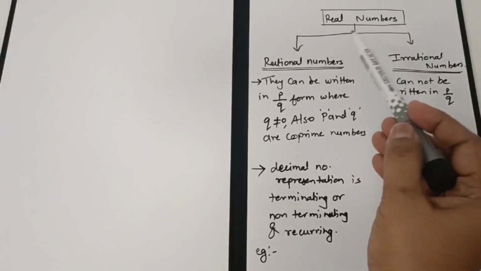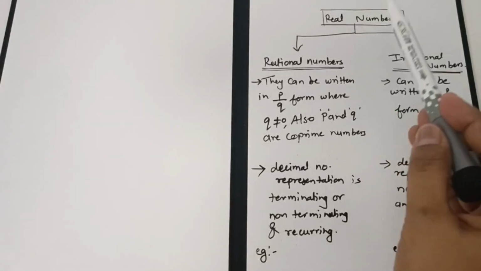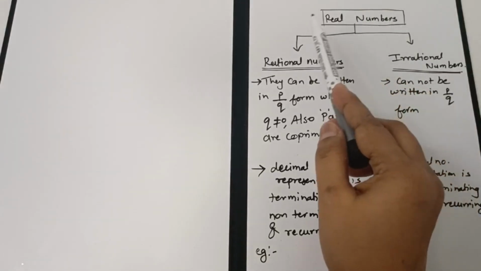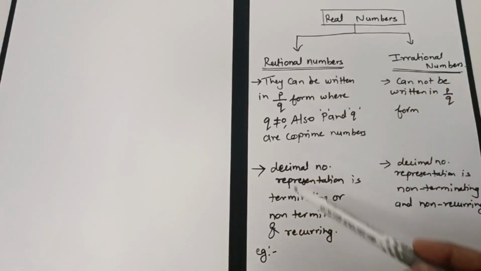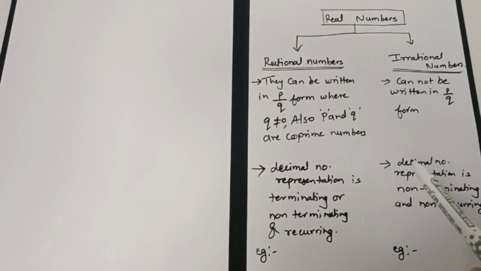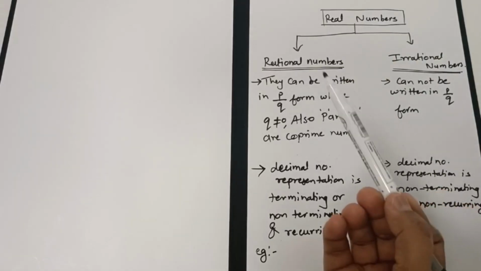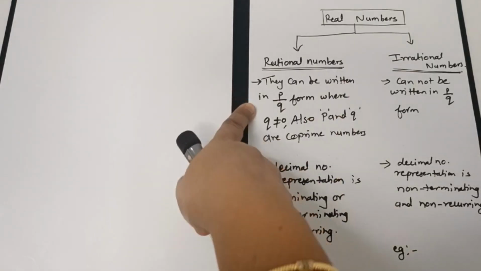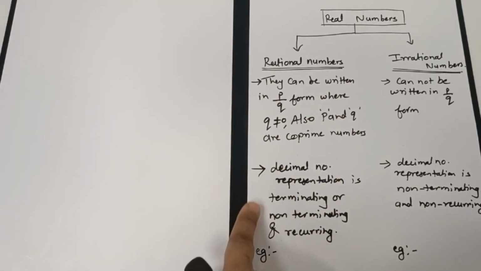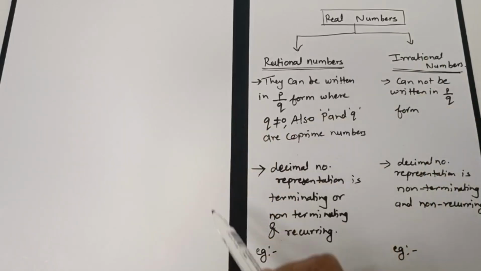Now we'll start with the revision of grade 9, wherein the two basic arms of real numbers, that is rational numbers and irrational numbers. This is going to tell you how to understand whether a given number is rational or irrational. There are only two ways: first is by definition, and another is by writing the decimal representation. So let us start firstly with rational numbers.